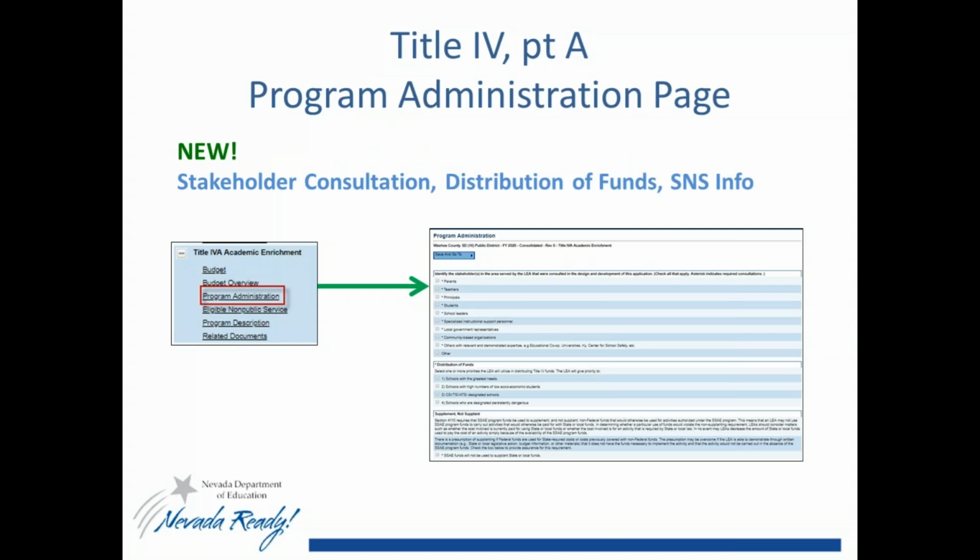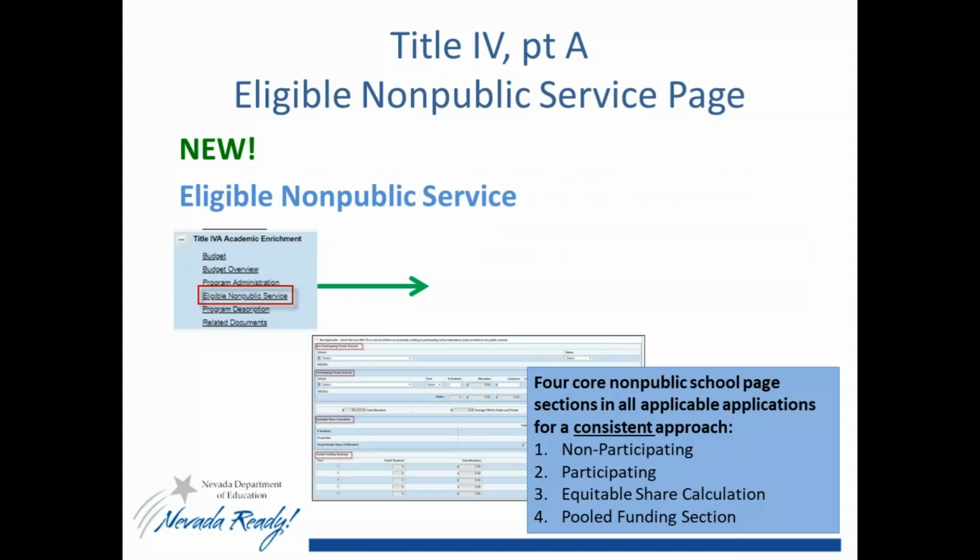The next page is the Program Administration page. The purpose of the Program Administration page is to ensure the subrecipients meet the federal criteria of the grant by providing key data and information. The Program Administration page is broken out into 3 main areas: stakeholder consultation, distribution of funds, and SNS, or a supplement, not supplant. And all 3 sections are required in order to successfully submit your application for approval.